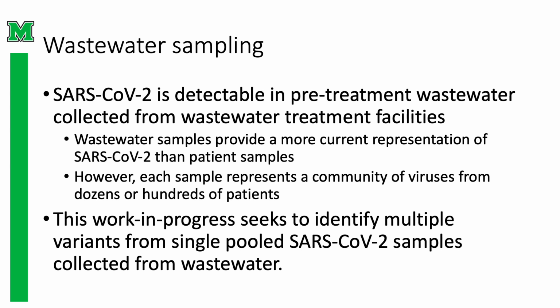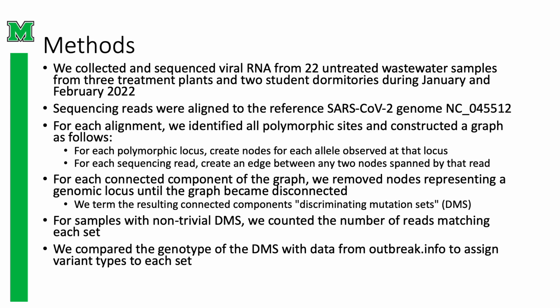This work in progress seeks to use bioinformatic approaches to identify multiple variants from single pooled SARS-CoV-2 samples collected from wastewater. We collected and sequenced viral RNA from 22 untreated wastewater samples from 3 treatment plants and 2 student dormitories in West Virginia during January and February 2022. Sequencing reads were aligned to the reference SARS-CoV-2 genome.